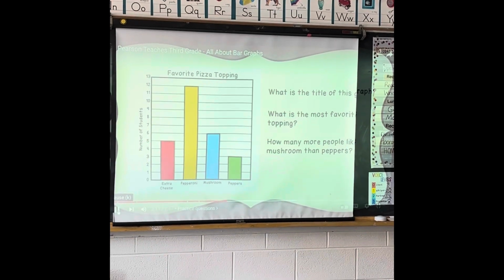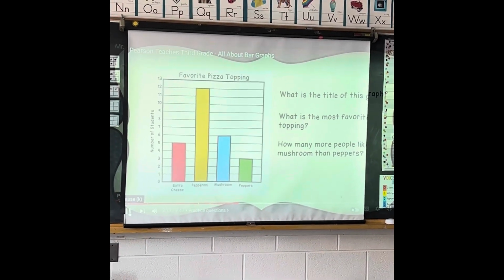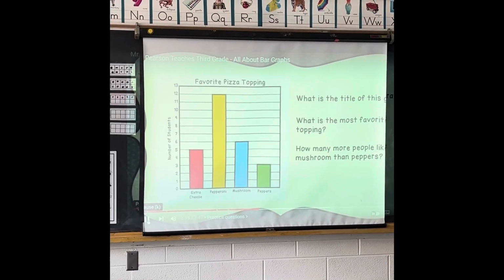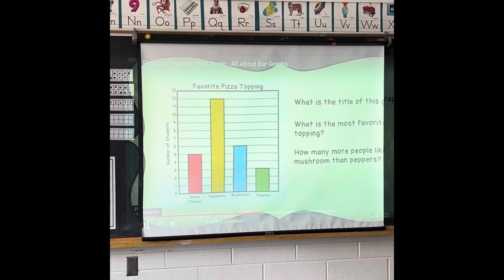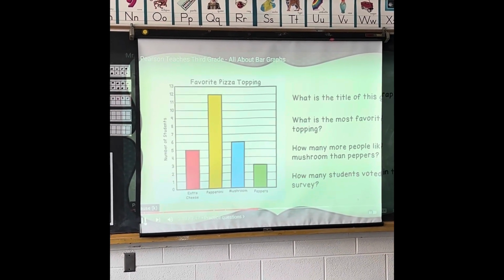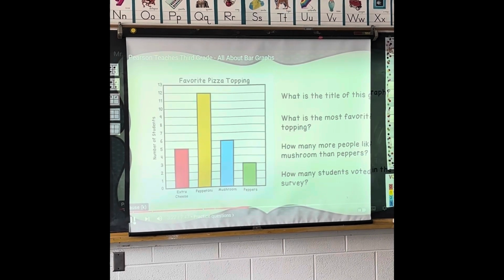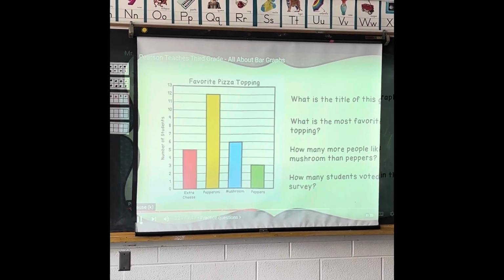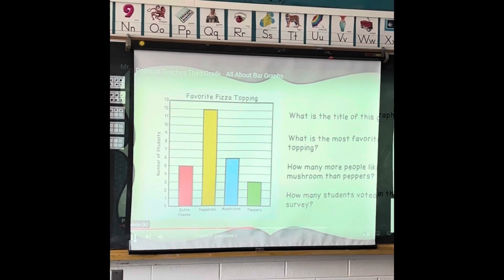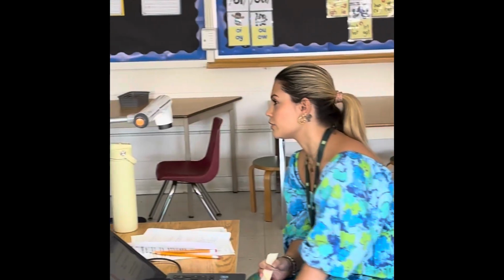So find the bar for mushrooms, find out how much that's worth. Find the bar for peppers and how much that one's worth. And then go ahead and do the math there. And then, and this is a tough one, how many students voted in this survey? Okay, guys, how could we find out how many people voted in this survey?